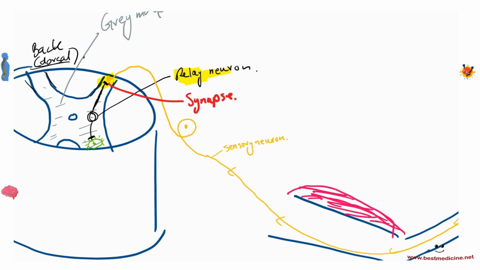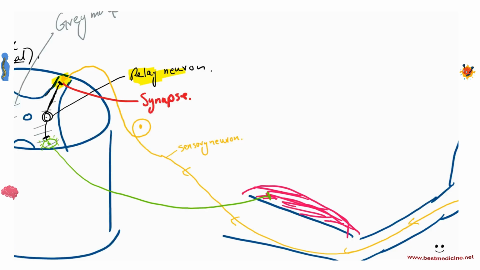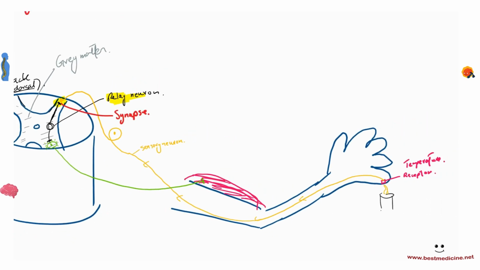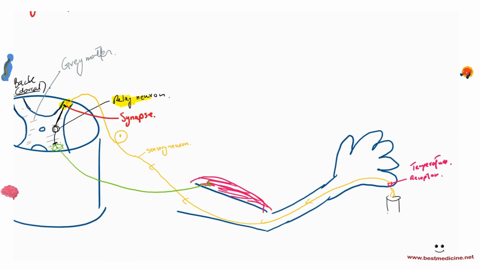The relay neuron, through a synapse, transmits the response information to the motor neuron. The motor neuron then carries it all the way to the target organ and makes a synapse there, causing the effector organ to undergo the response, undergo the function. In our example, the motor neuron is carrying this motor information to contract my bicep. And as my bicep contracts, my hand will be pulled away from the flame.